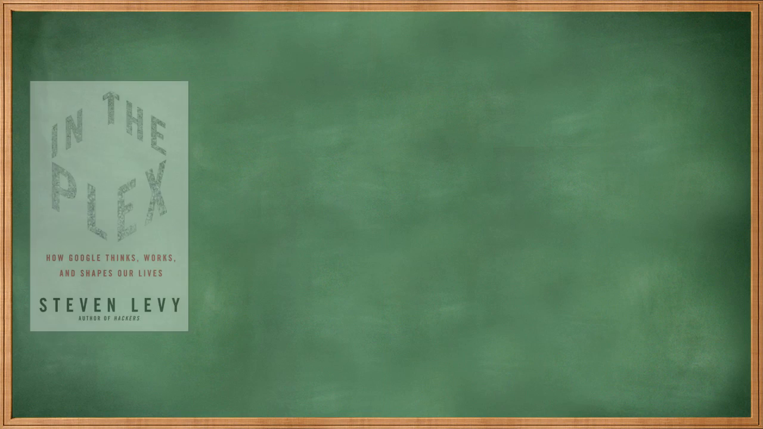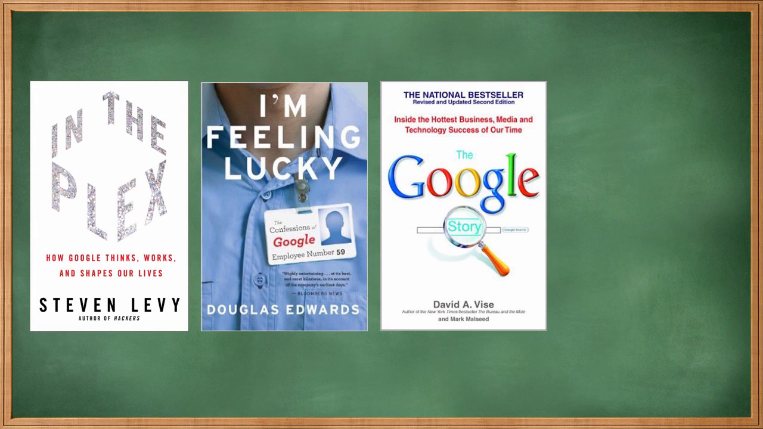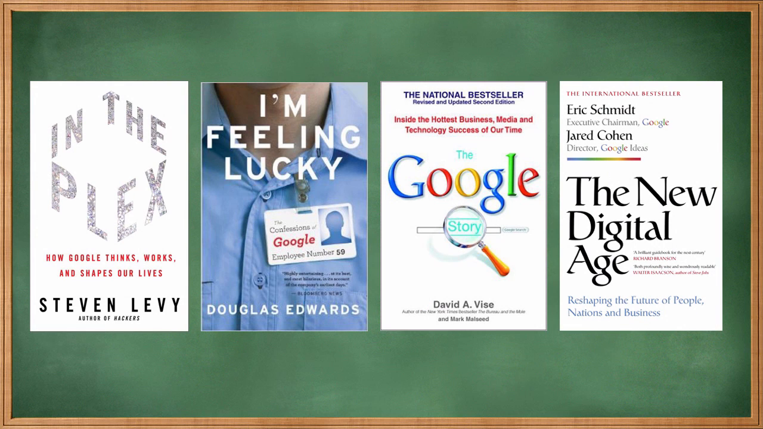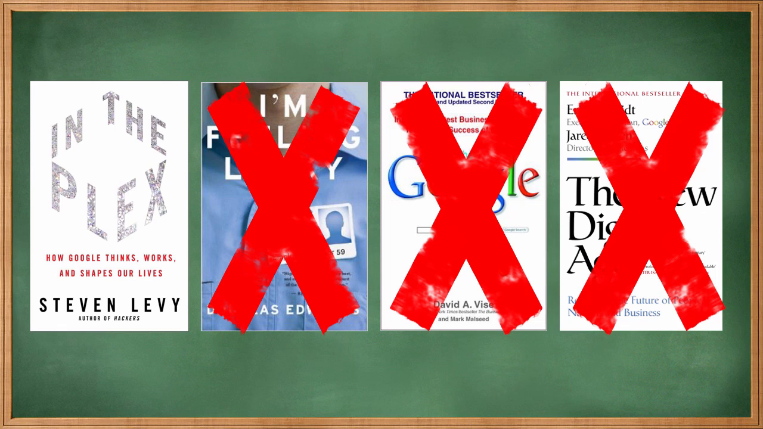And there's been 4 best-selling books about Google itself: In the Plex, I'm Feeling Lucky, The Google Story, and The New Digital Age. That one's by former Google CEO Eric Schmidt. Incidentally, I read all these books, and I don't necessarily recommend them for what we do in SEO. Although In the Plex was pretty good. If you run a website, I'd suggest reading that one.